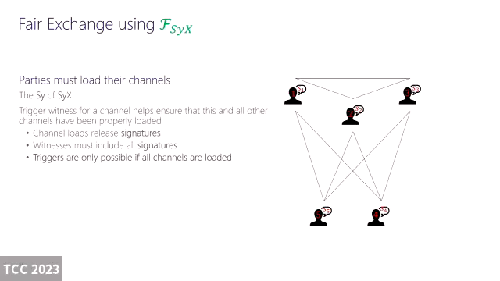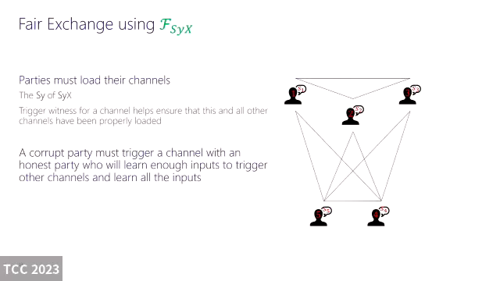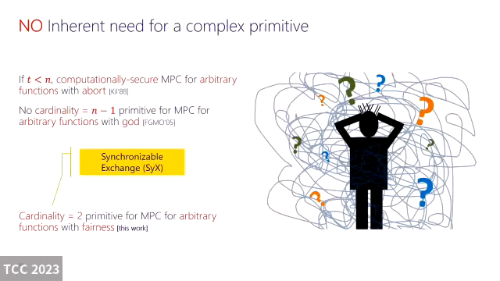Furthermore, since the trigger witnesses are also released on a successful trigger, if a corrupt party triggers a SYX functionality with an honest party, then the honest party gains the ability to trigger other SYX functionalities and obtain other inputs. Now note that for an adversary to obtain all inputs, it must have a corrupt party trigger a SYX functionality with an honest party. And then in the very next round, the honest party will be able to obtain all the inputs. At this point, the honest party can just broadcast these inputs to all other honest parties so that they can obtain them. This completes the sketch of the protocol demonstrating the feasibility result: that cardinality 2 primitive, SYX, is complete for MPC for arbitrary functionalities with fairness.